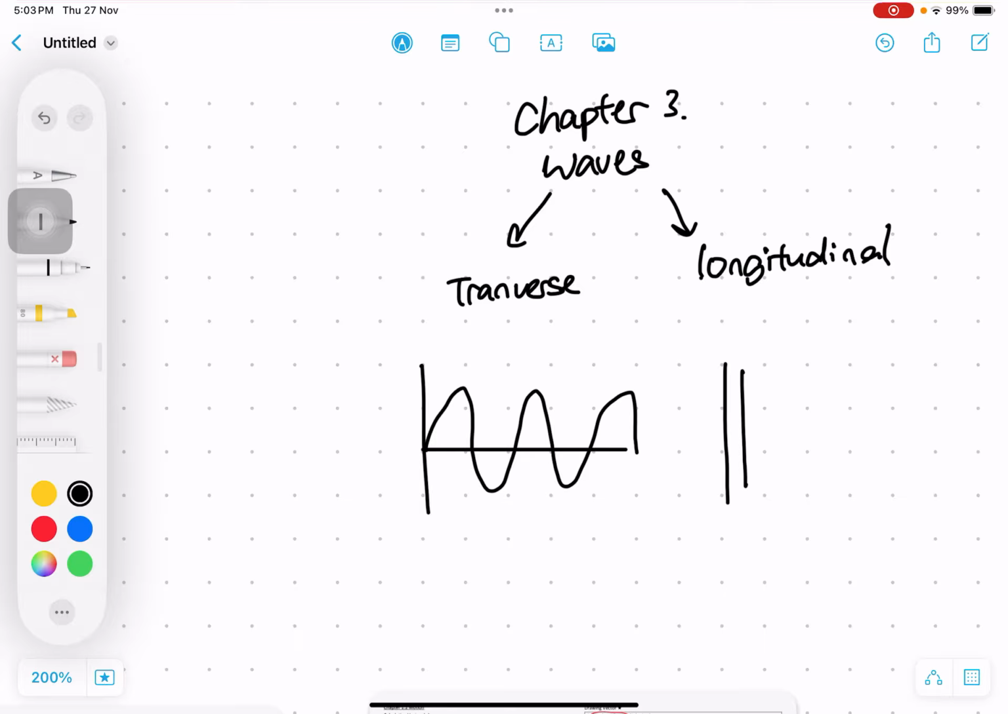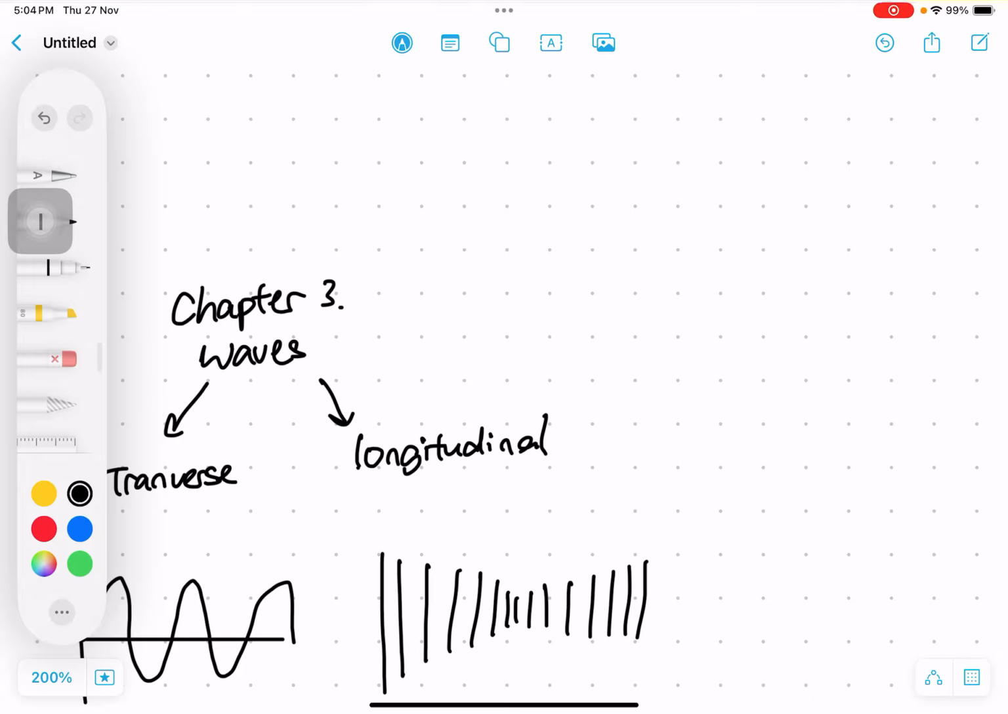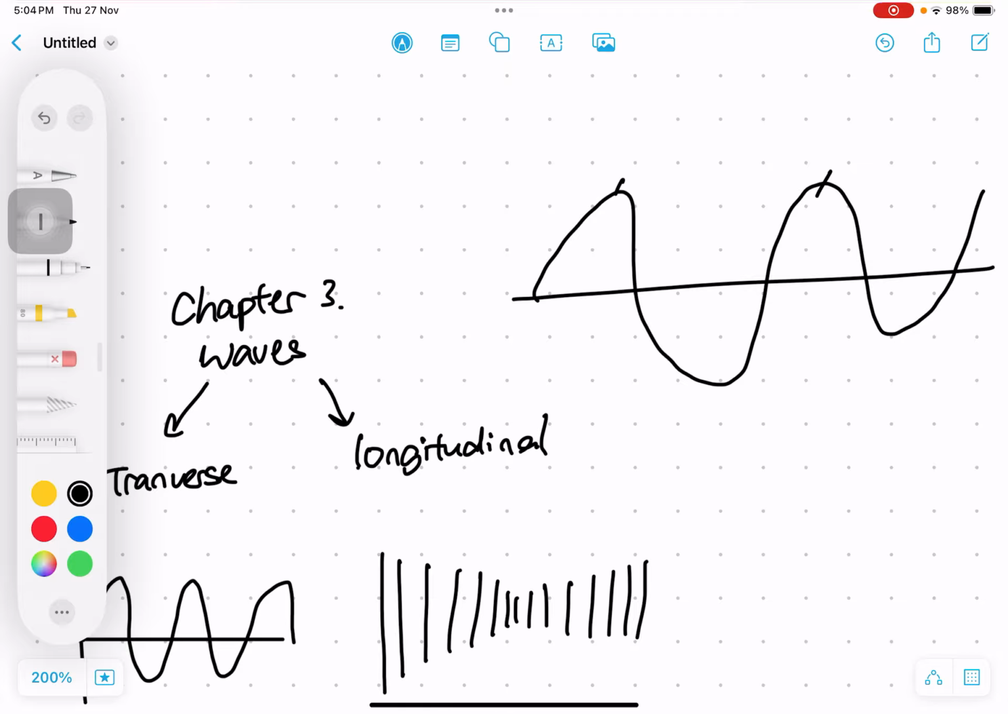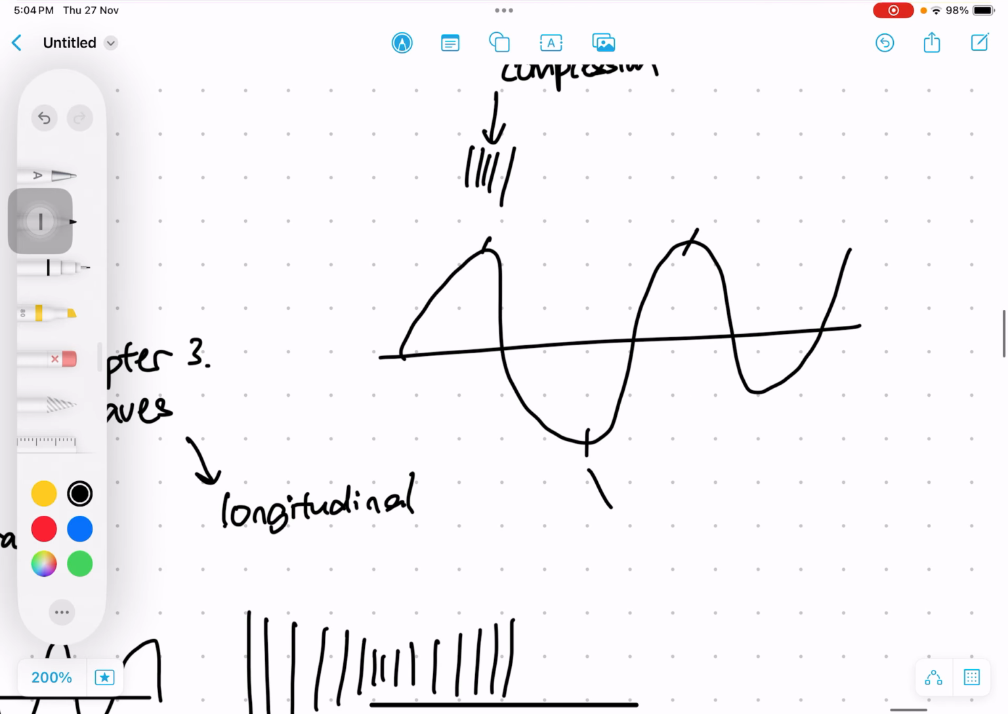And in a longitudinal wave, the wave is going horizontally like this, and it will start to spread again, something like that. Okay, and if you look at the graph, you can understand the peaks and the trough. For example, the crest of the transverse wave is also the compression of the longitudinal wave. And the trough will be the rarefaction.